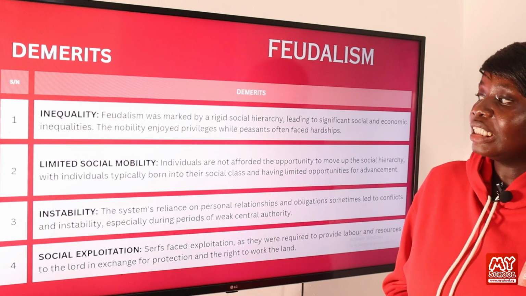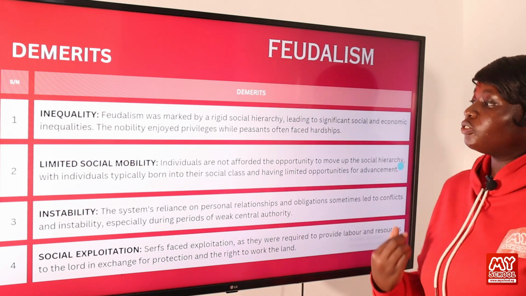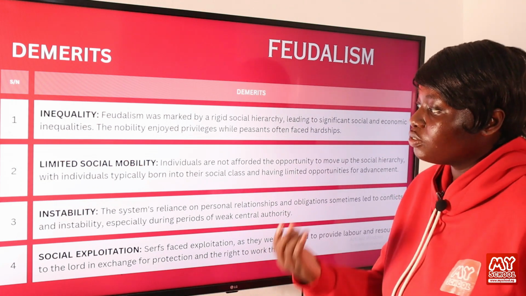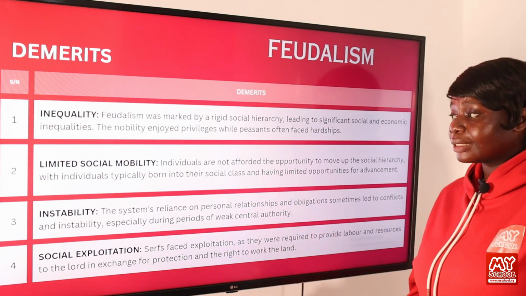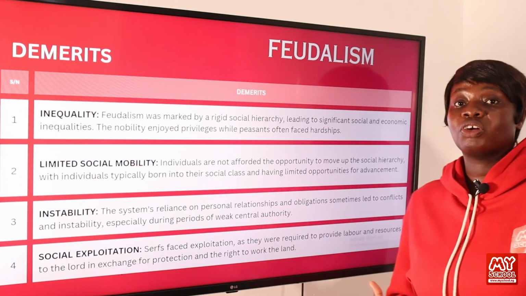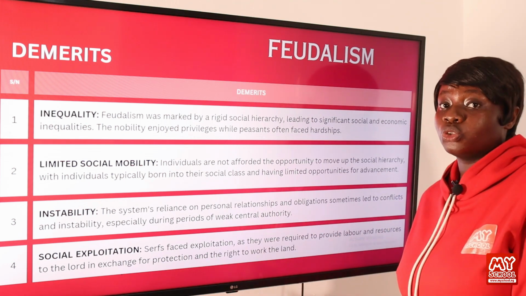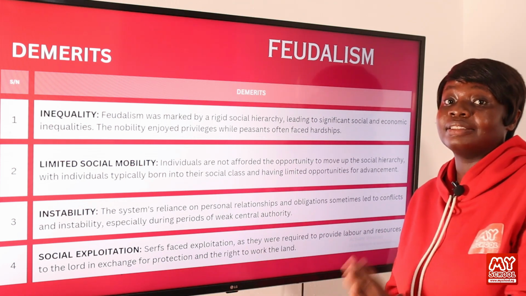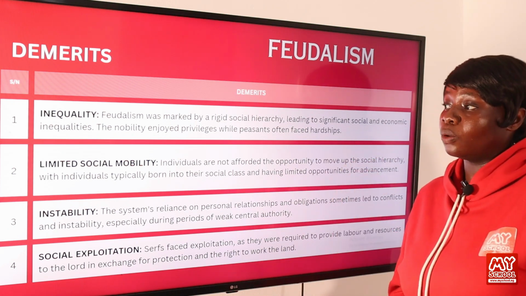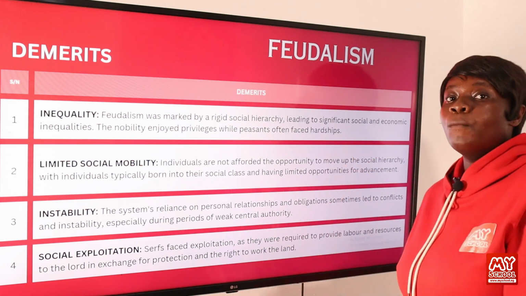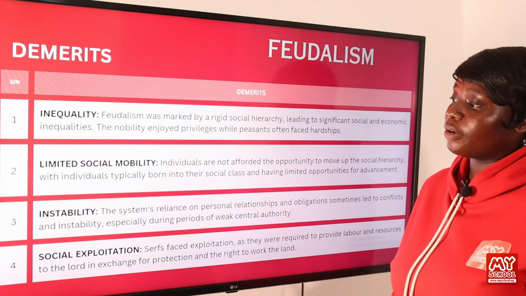And that demerit is limited social mobility. Individuals were not afforded the opportunity to move up the social hierarchy, with individuals typically born into their social class and having limited opportunities for advancement. Like I said, they can't move out of the land that they were born into. They have to continue tilling the land in order to get protection from their lord. So as a result of that, there's limited social mobility. You can't move higher up the social hierarchy.